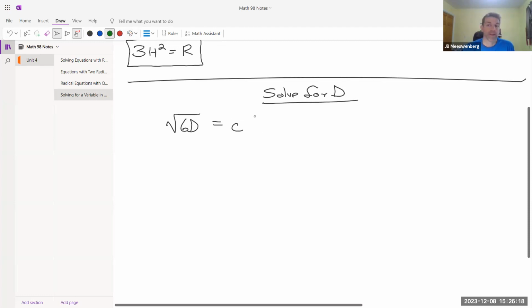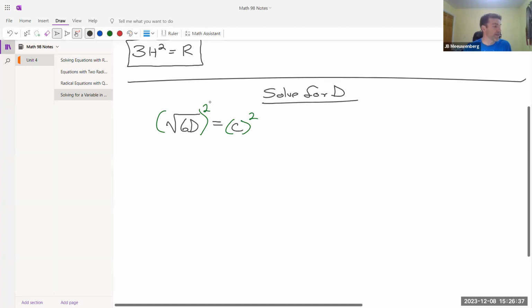What you notice is that the c is all by itself, which means it's currently solved for c. We want to solve it for this d, which again is under that radical. So we need to eliminate the radical first. Let's square it, and then we will square this side.